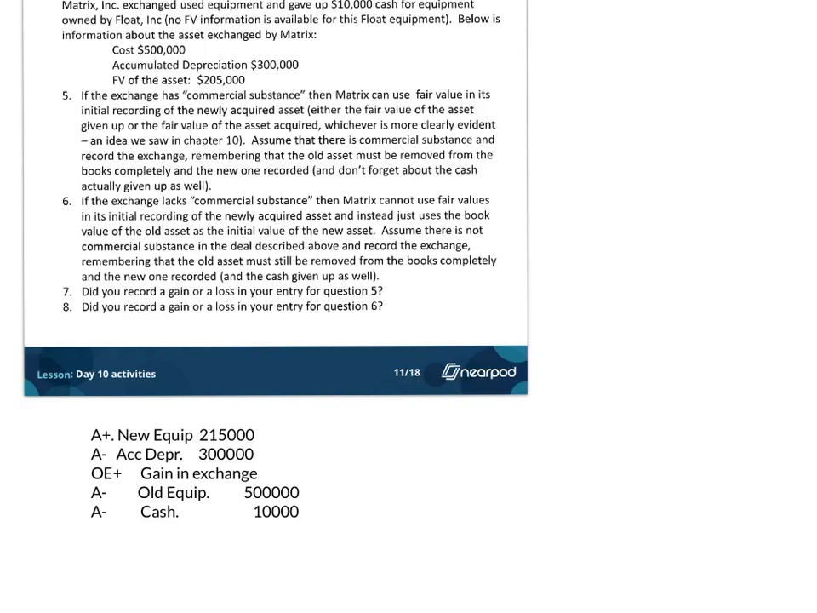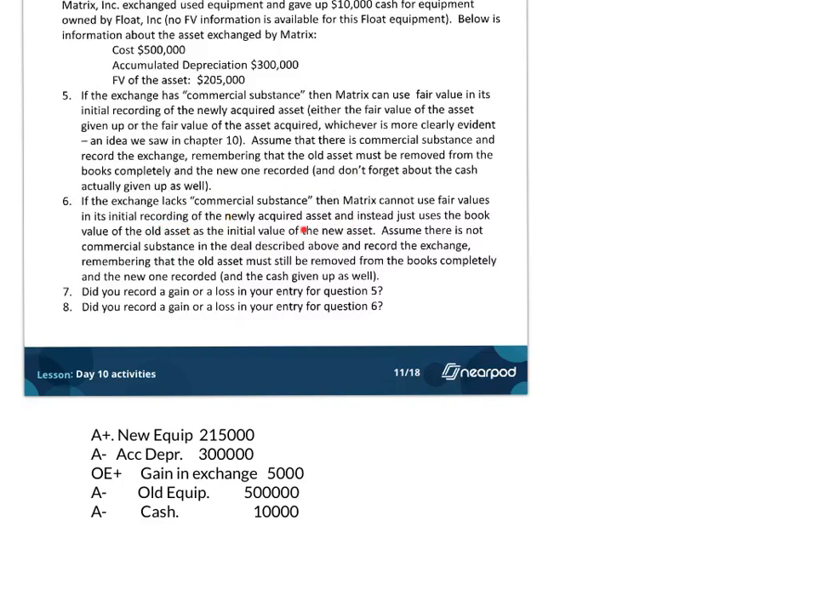And that gain is 5,000 to make things balance. Okay, so now we know the entry does balance because we have 515 on this side and 515 on that side. So that is essentially the answer to number 5 and the answer to number 7. We recorded a gain.